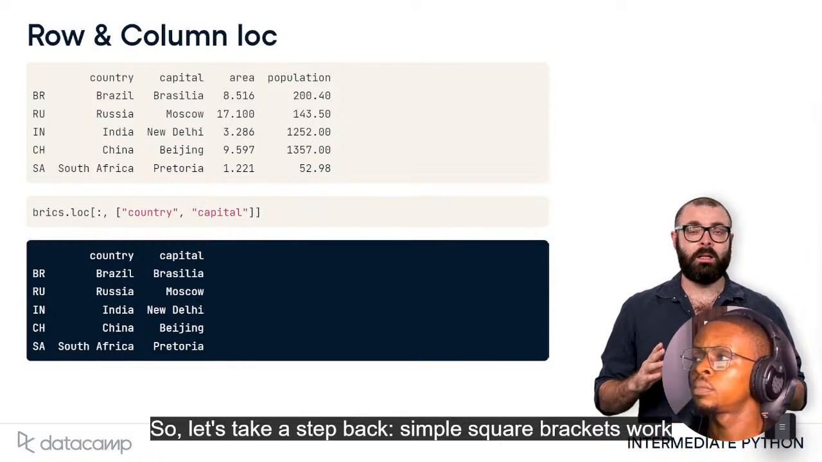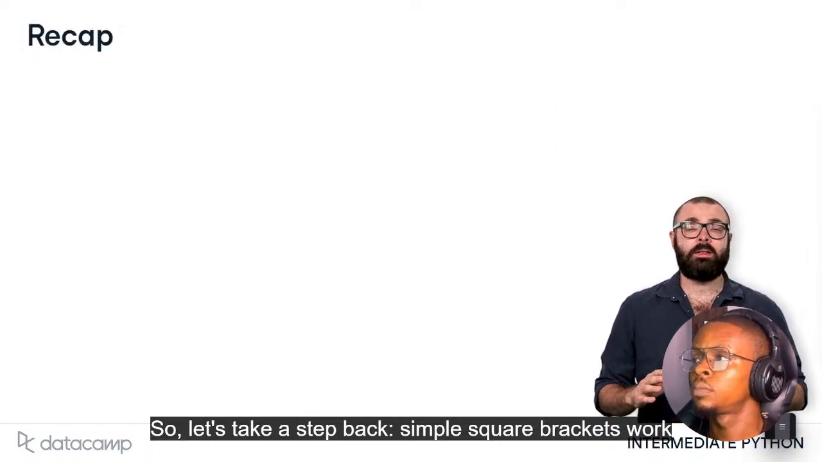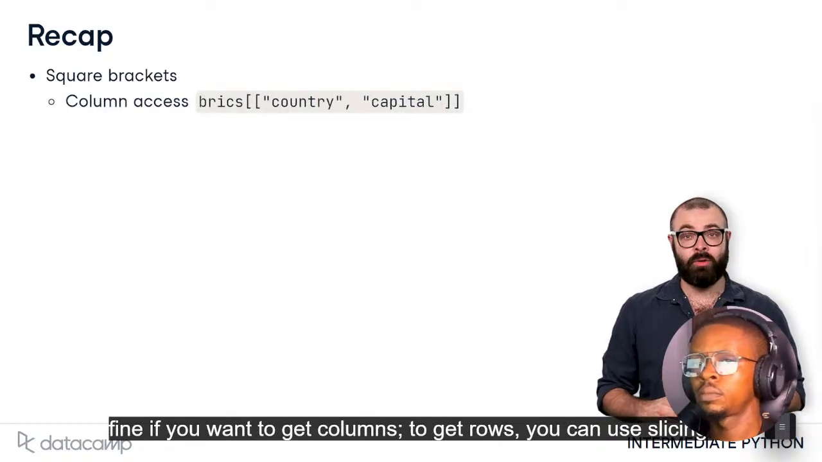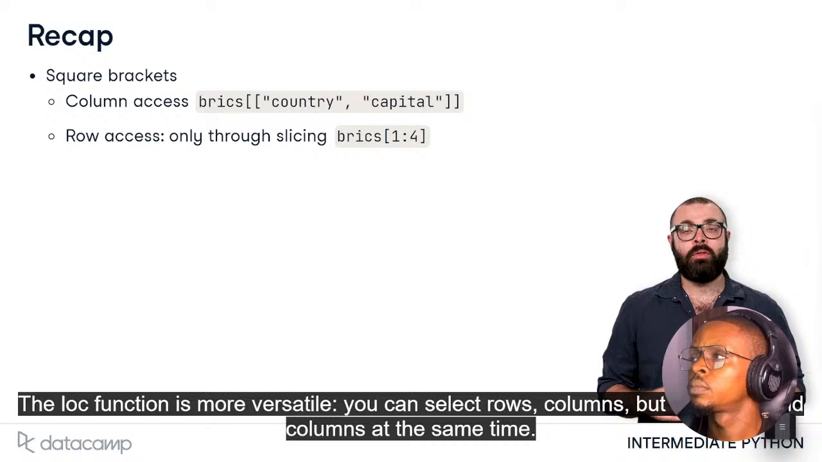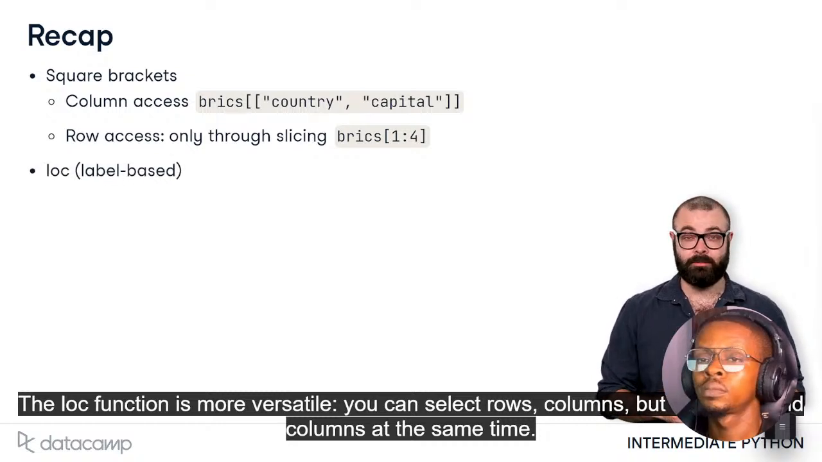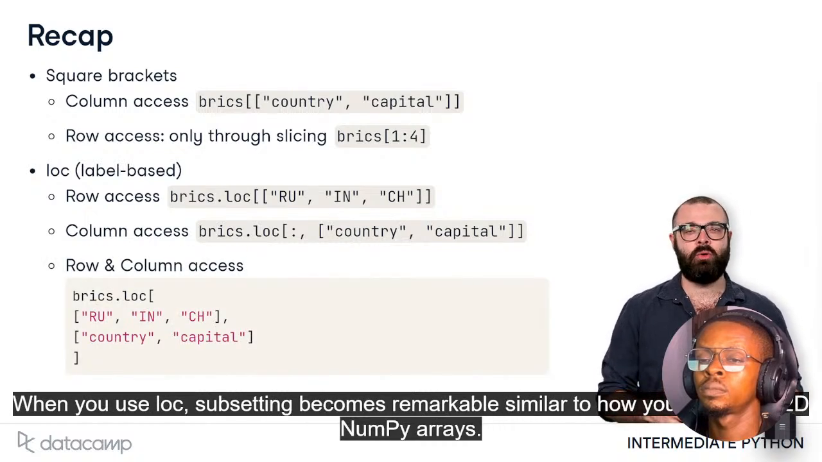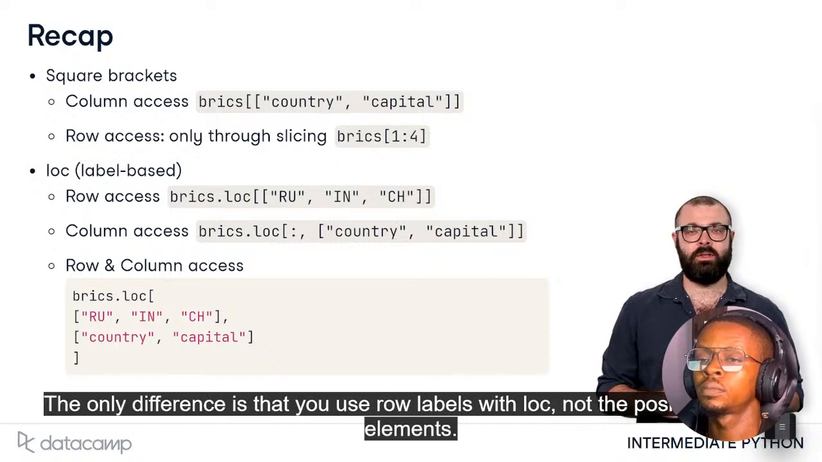So, let's take a step back. Simple square brackets work fine if you want to get columns. To get rows, you can use slicing. The loc function is more versatile. You can select rows, columns, but also rows and columns at the same time. When you use loc, subsetting becomes remarkably similar to how you subsetted 2D NumPy arrays. The only difference is that you use row labels with loc, not the positions of the elements.